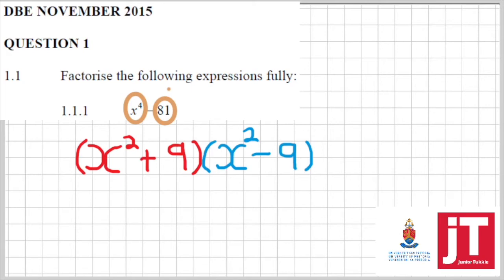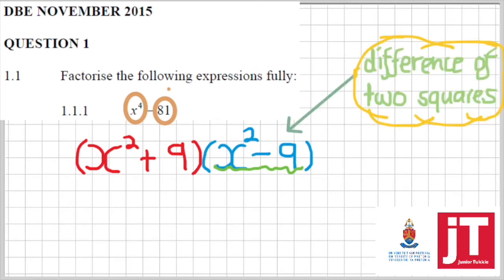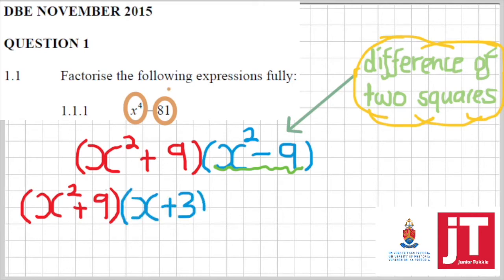Thereafter, you should realize that the x squared minus 9, the one in blue, is a difference of two squares. That means the final answer would be x squared plus 9 in the first factor, and you have two other factors as x plus 3 and x minus 3 as your second factor. I hope you got that one right. Let's move on.